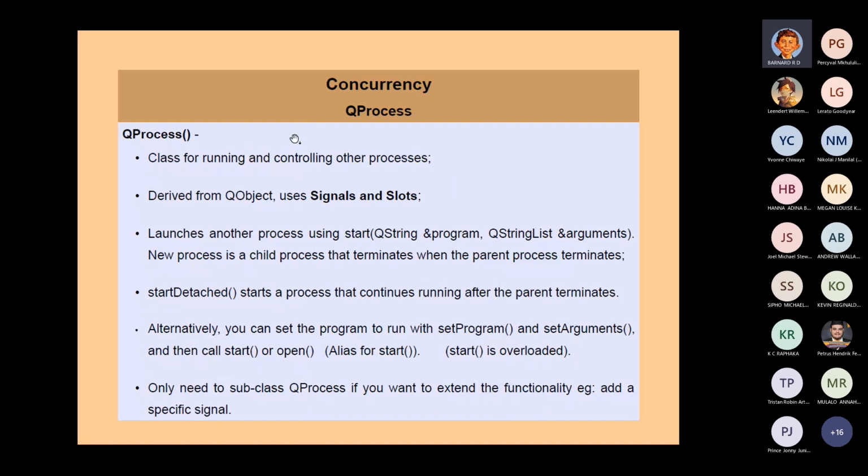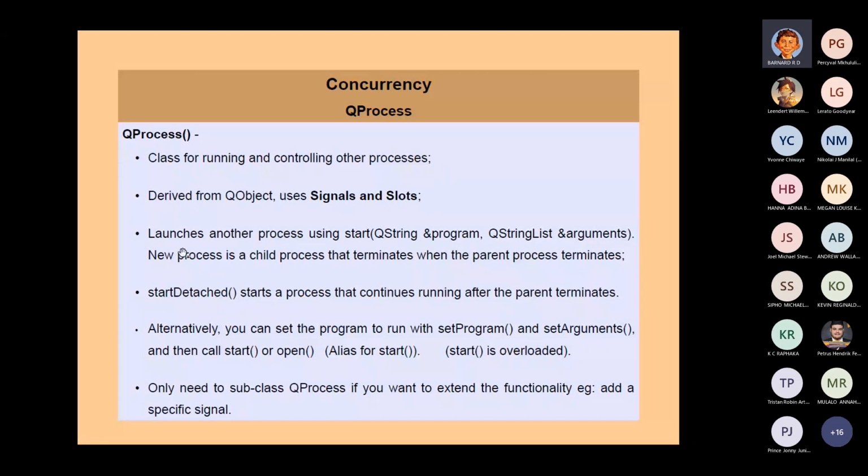Okay, then looking at QProcess, which is Qt's implementation of process. QProcess is the class for running and controlling other processes. It's derived from QObject, so that's what enables it to use signals and slots. And that's how you can communicate between processes, just using signals and slots. So it's not really different from any of the other communication you've been doing.